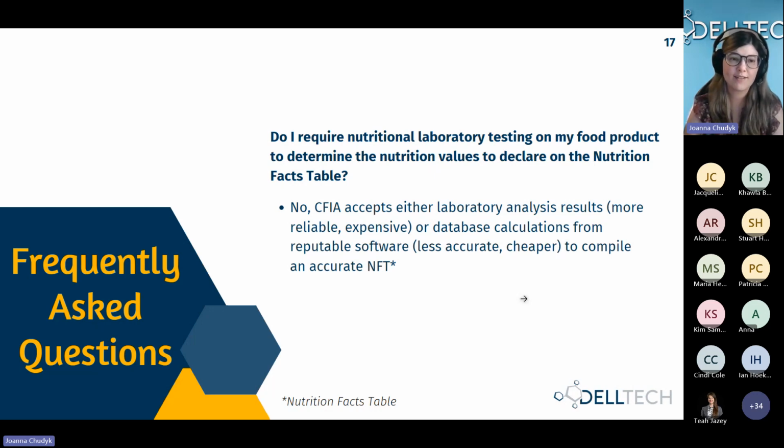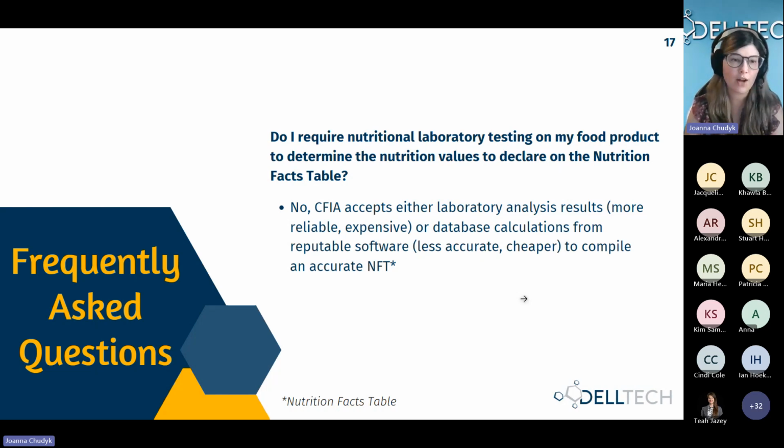So laboratory analysis is, of course, going to be more reliable because you're having your actual product tested. So this might be beneficial for those types of products such as Division 24, so those for special dietary use, because they have those strict compositional requirements. It would maybe be beneficial to have your product undergo some kind of laboratory analysis to ensure that the information you're providing is reliable.